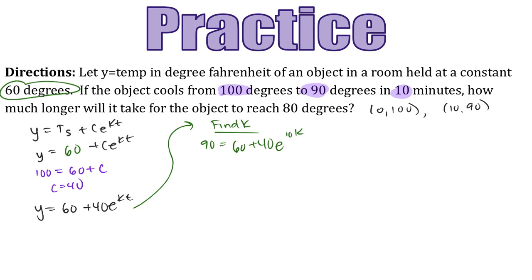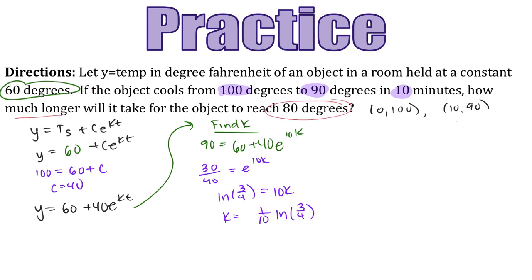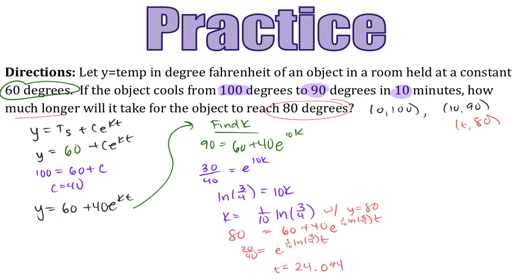So there's the work for finding C and the setup for finding K. And here's the value of K. The last part of this question is asking us how much longer will it take for the object to reach 80 degrees. So we're looking for what value of T makes the output 80. Go ahead and set that part up. When you solve for T, you're going to get 24.094. So after 24 minutes, it's reaching 80 degrees.